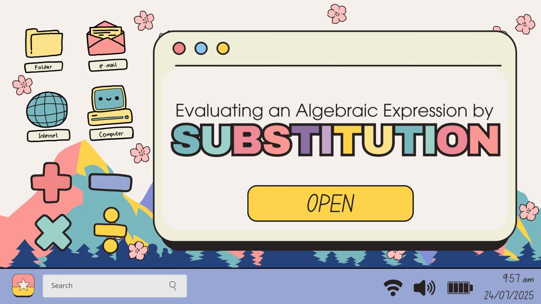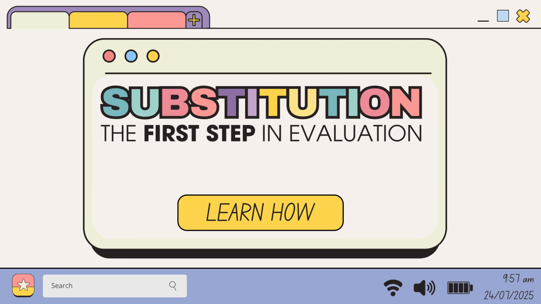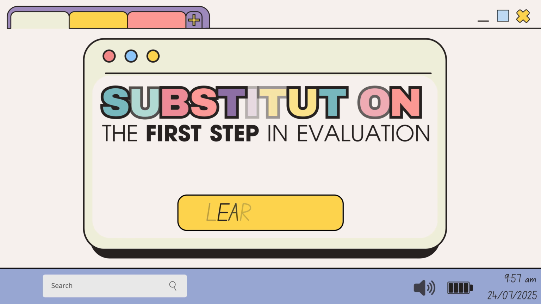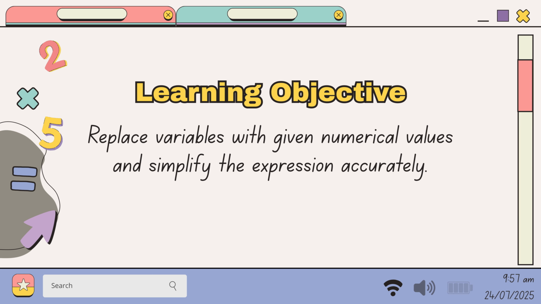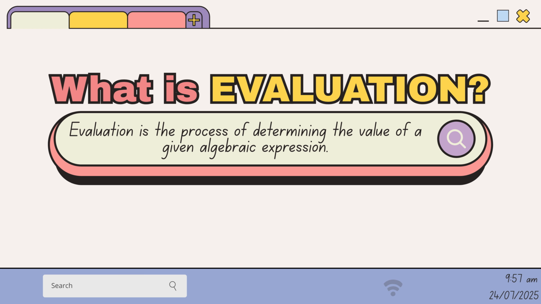Hello! Today we are diving into the world of algebra. Our goal is to learn how to evaluate expressions by using a simple technique called substitution. By the end of this lesson, you'll be able to replace variables with given numerical values and simplify the expression accurately. So, what does it mean to evaluate?